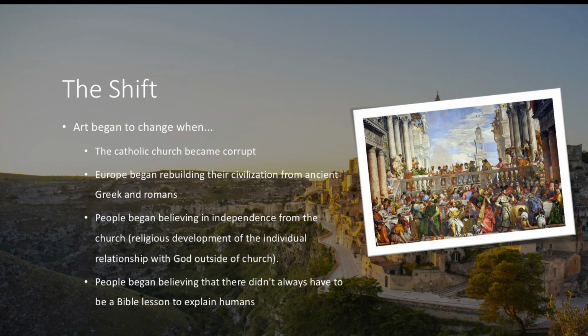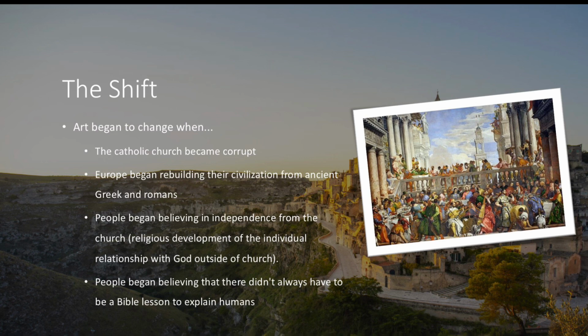The shift in art started to begin in Europe during the Renaissance when the Catholic Church started becoming corrupt. So Europeans started seeking God independent of the church. So there was an increased sense of individualism at the time. Europe also began rebuilding the civilization from ancient Greeks and Romans. So they took some of the art from that time, and that shifted the style of art as well.